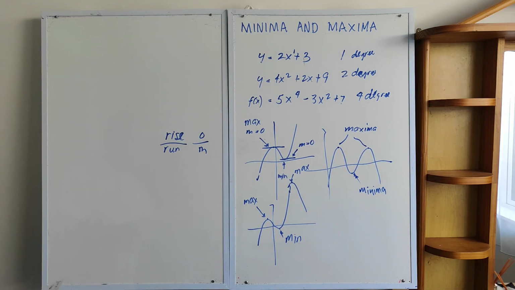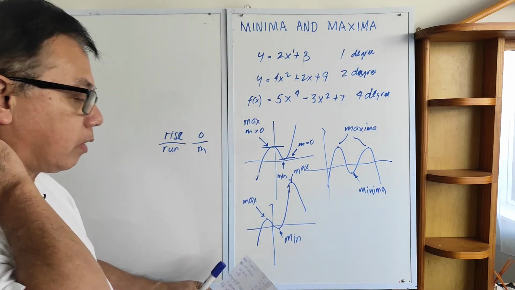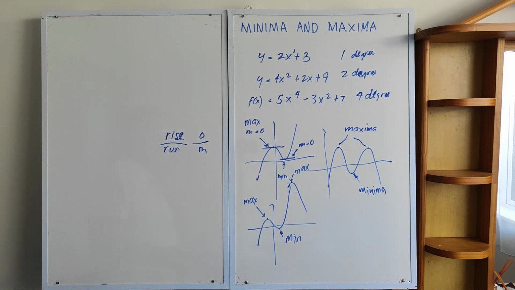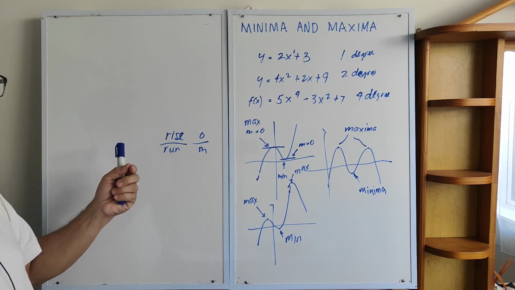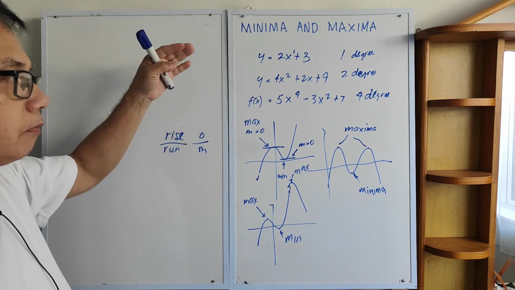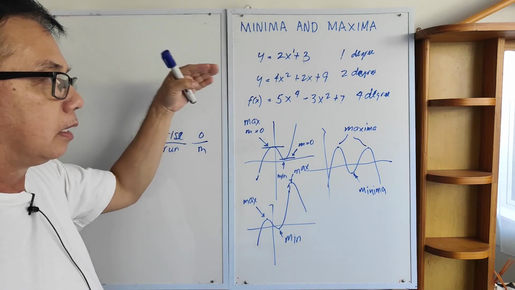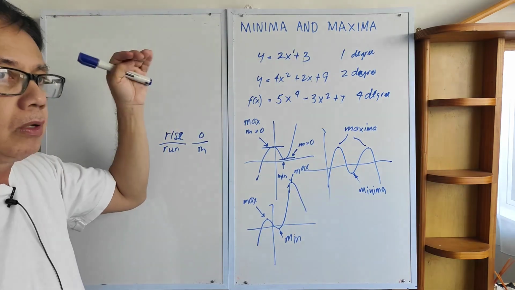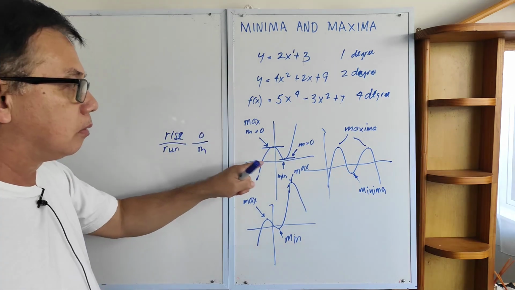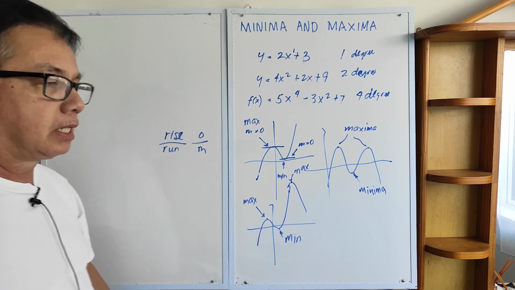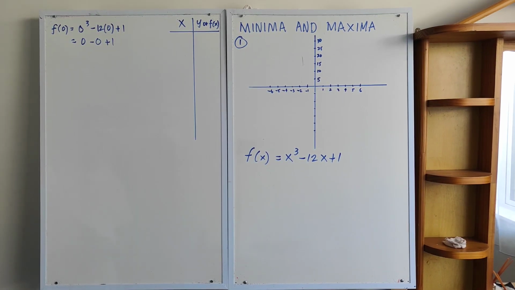So I'll give an example. To get the maxima or minima of an equation, we can use the derivative. The derivative is the slope of the curve. So when you get the derivative of the equation and equate it with 0, you will find the x points where the slope is 0. Now let us start with example 1.